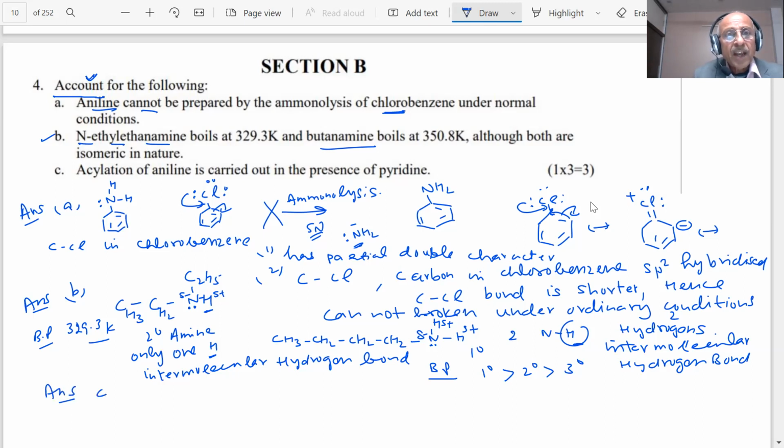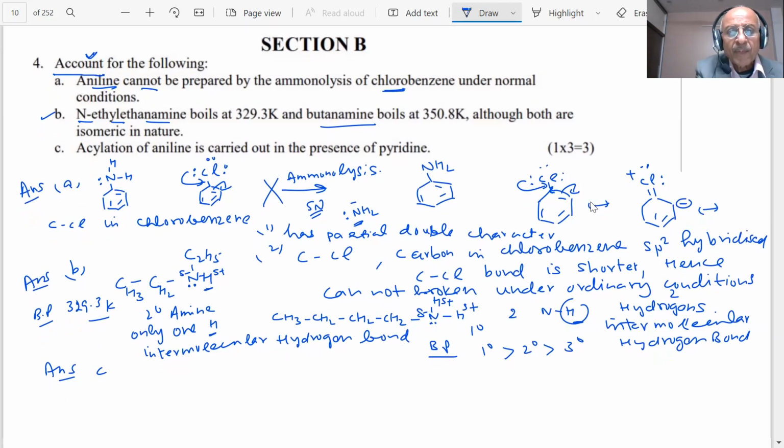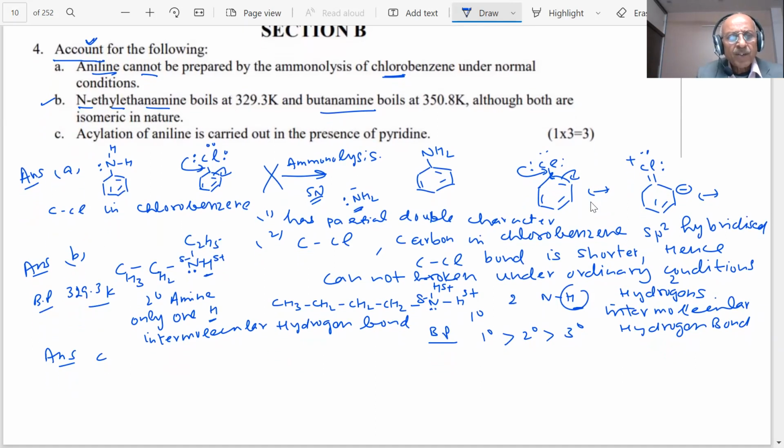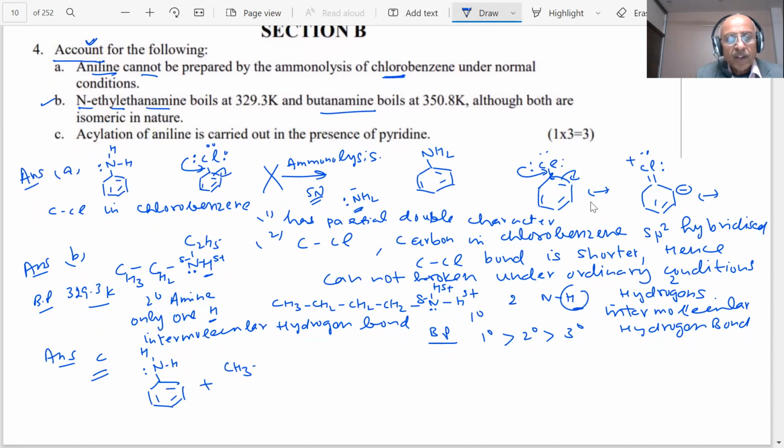Answer C: acylation of aniline is carried out in the presence of pyridine. What do you mean by this, students? What is aniline? This is your aniline. What is an acylation, student? CH3, C double bond O, Cl. If I react aniline with this, what will happen, students?